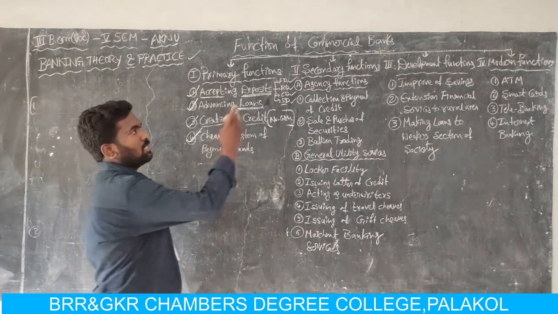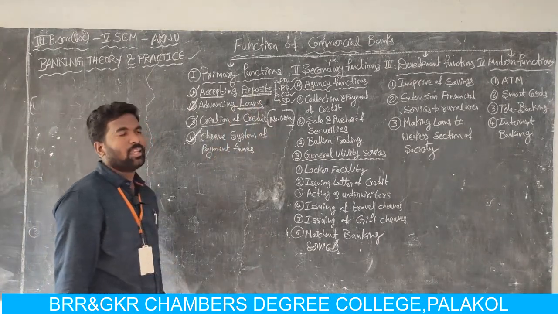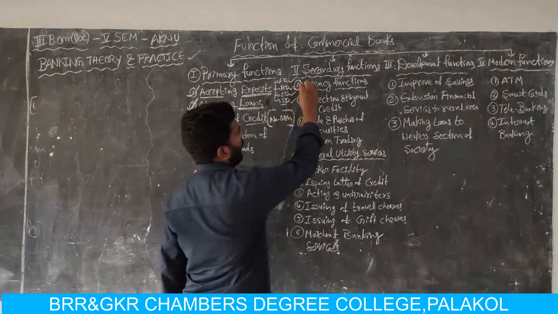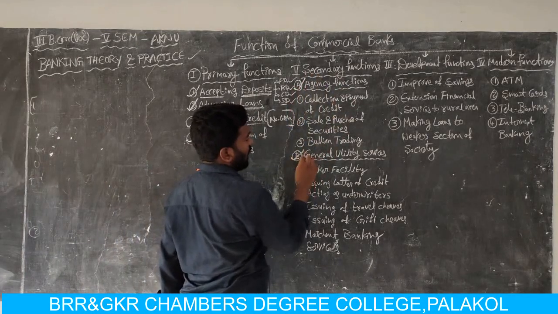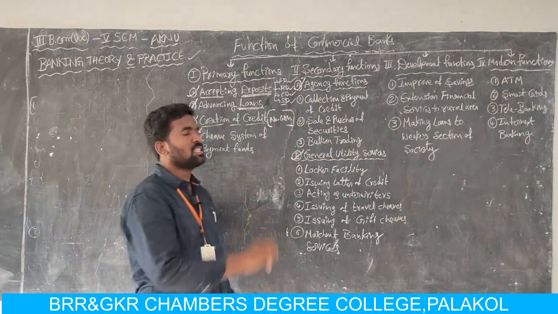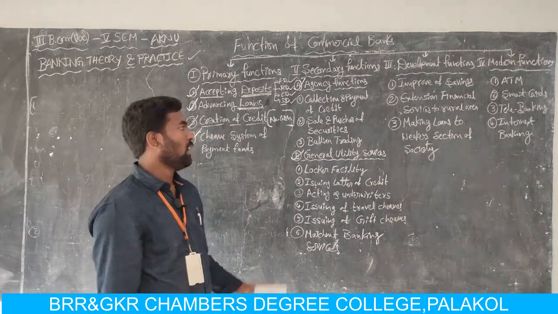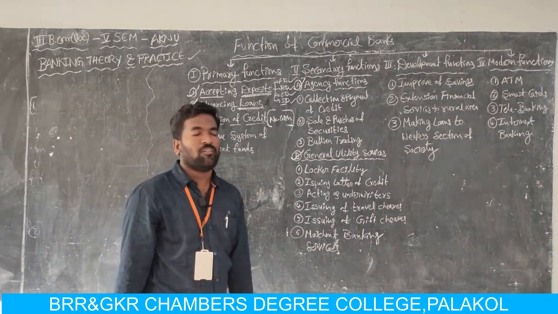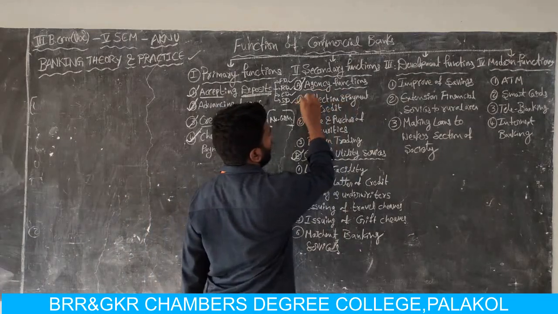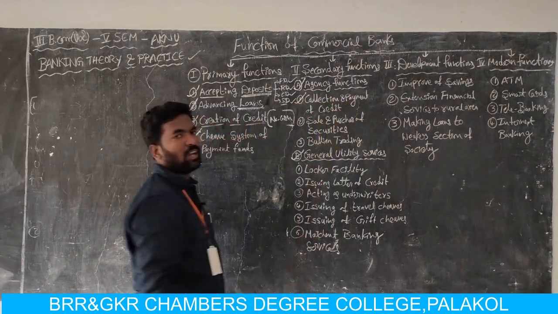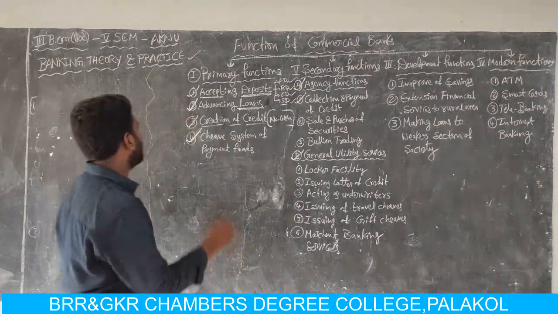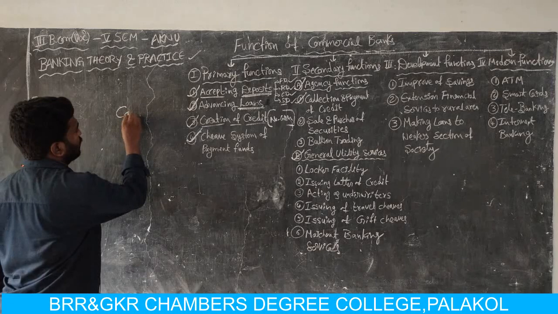Okay, then secondary functions, banking secondary functions. Secondary functions are mainly of two types: agency functions and general utility functions. In agency functions, the first one is collection and payment of credit. First of all, what is collection?